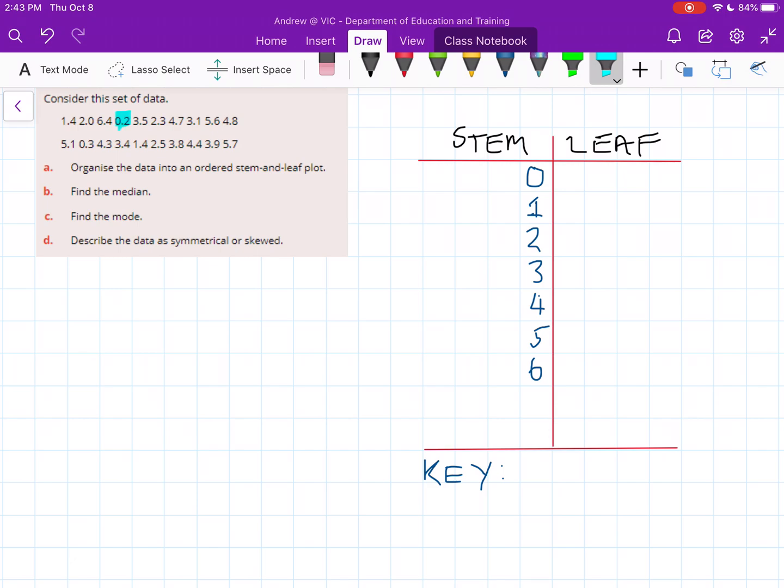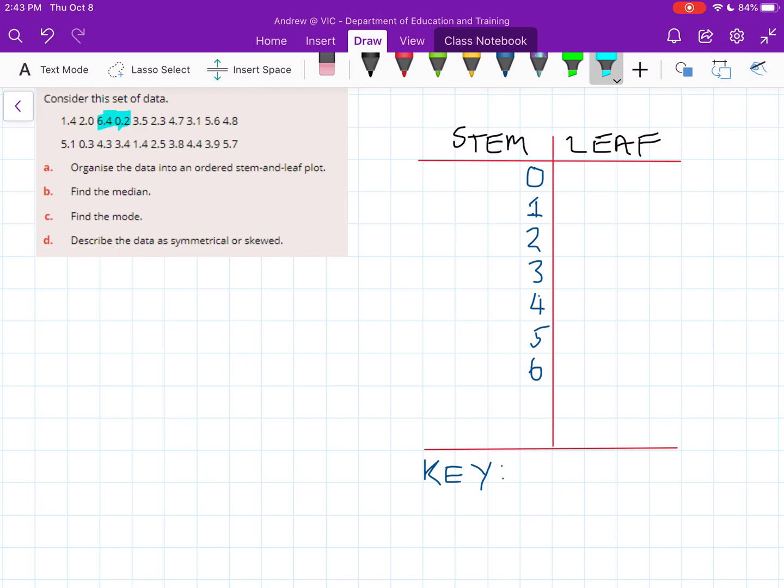And then they go all the way to 6, and I just need to find it. Oh, it's right next to it, 6.4 there. So that's the range of our data. This will be our highest and our lowest number. And our leaf, that is just the number after the point.